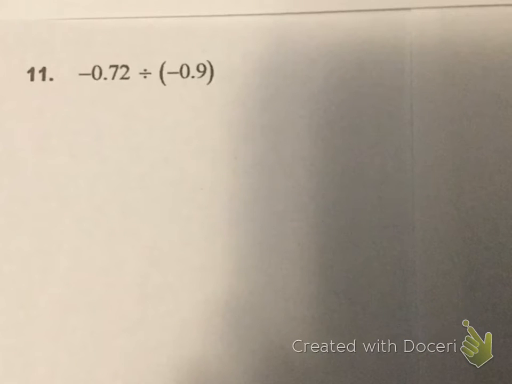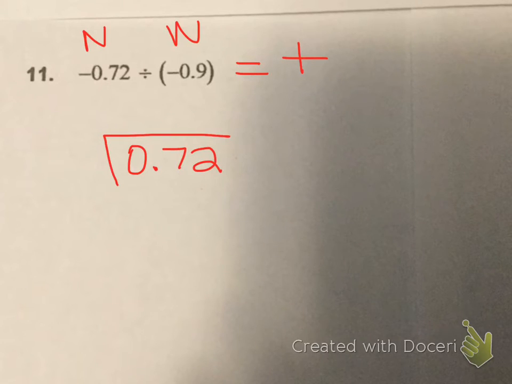Okay, and then we have this last one where we're dividing decimals. We have 2 negatives, so my answer, 2 is an even number, so my answer is a positive number. And you could divide decimals just like you divide numbers. 0.72 divided by 0.9. I don't have to worry about the negatives anymore because I've already determined my answer is positive.